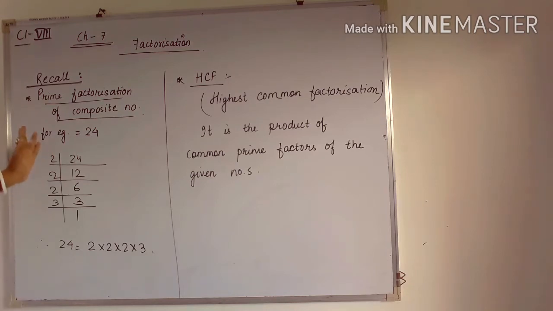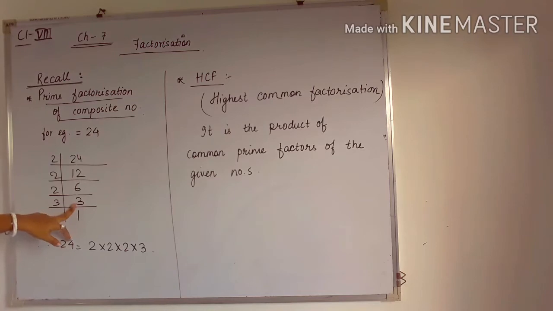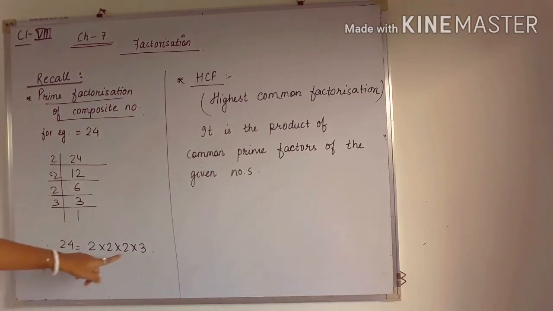So here you can see how to find the prime factorization using this method. As 24 is divisible by 2, we divide by 2, so the quotient is 12. Again 12 is divisible by 2, so the quotient is 6. Again 6 is divisible by 2, the quotient is 3. Again 3 is divisible by 3. We have to proceed till we get 1, and when we get 1, we stop there. Therefore the prime factorization of 24 will be 2 into 2 into 2 into 3.